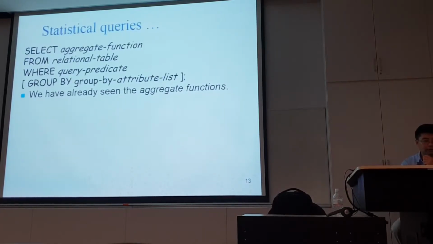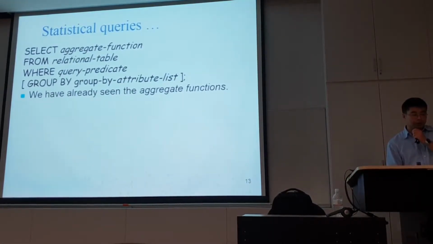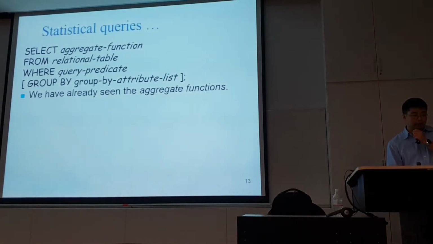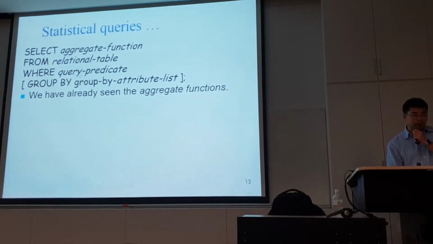Right, so for the statistical query, they follow this kind of format. Now basically you don't select the particular attribute of a particular item. You select the aggregate function. You display the aggregate function of a particular column or attribute, and then the remaining parts are the same. You just replace this part by the aggregate function. So you select this from the table where this condition, this predicate, is true.